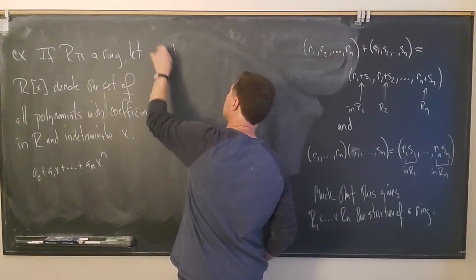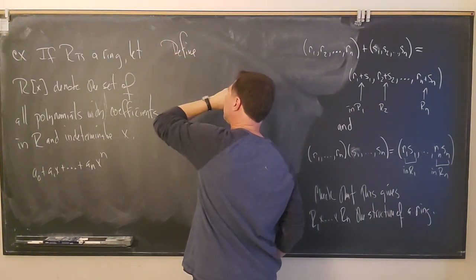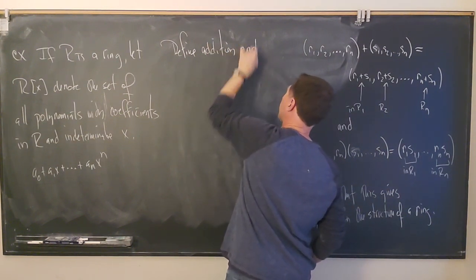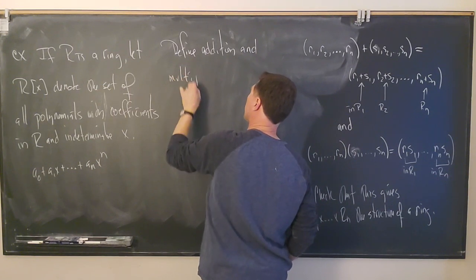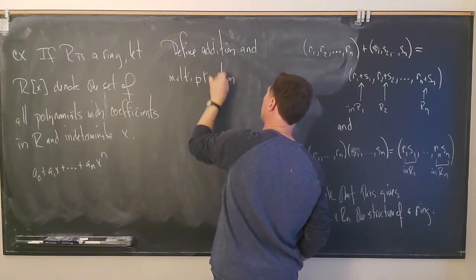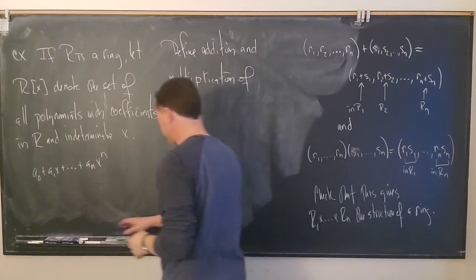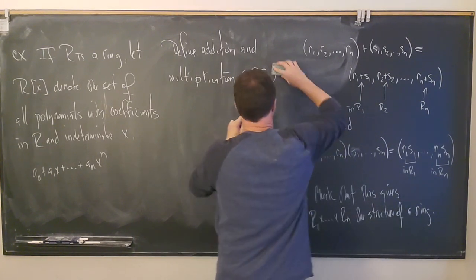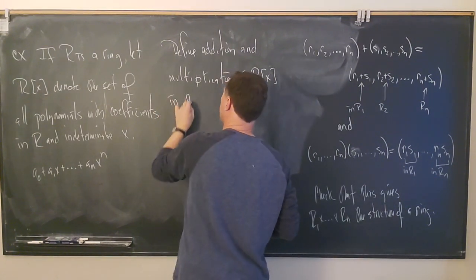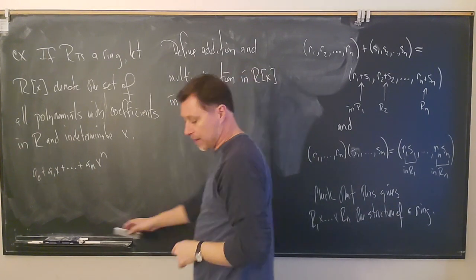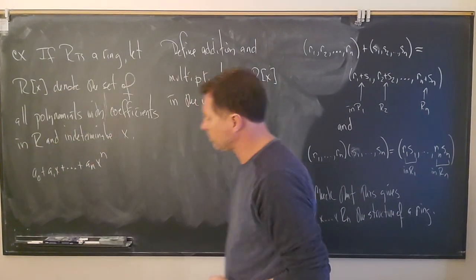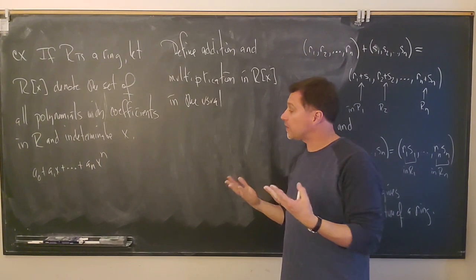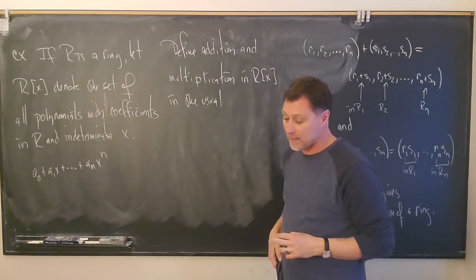So define addition and multiplication in R bracket X in the usual way. Right, we know how to add polynomials, we know how to multiply polynomials. You just do that generalization of FOIL for the multiplication. And it turns out that this gives us the structure of a ring. So R bracket X is a ring.